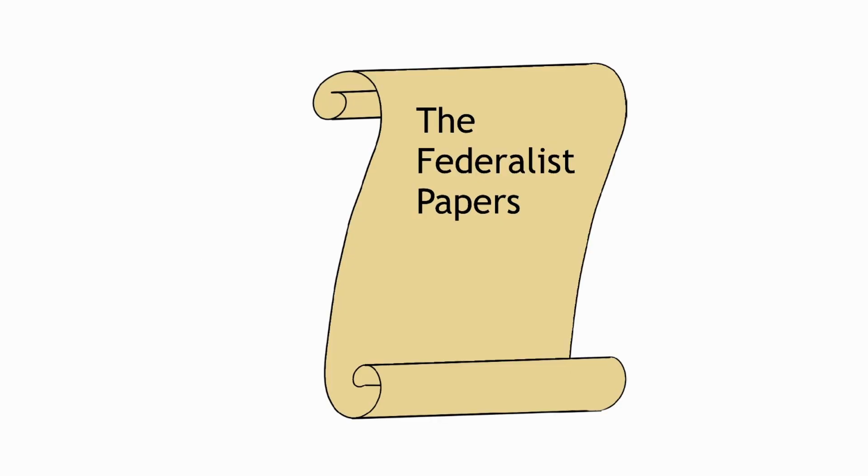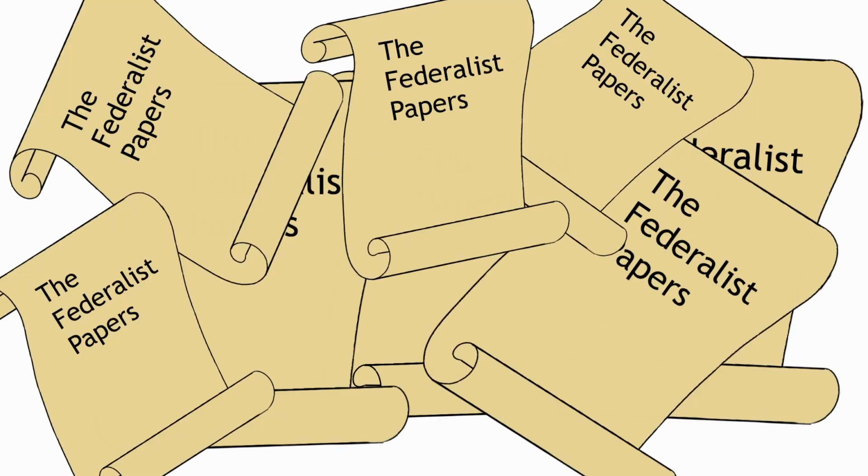Okay, let's take a step back. These criticisms were huge. You see, Alexander Hamilton, James Madison, and John Jay wrote a series of essays, 85 in total, called the Federalist Papers, which supported the Constitution and attempted to convince the American people, or those that were literate, why they should adopt the Constitution.